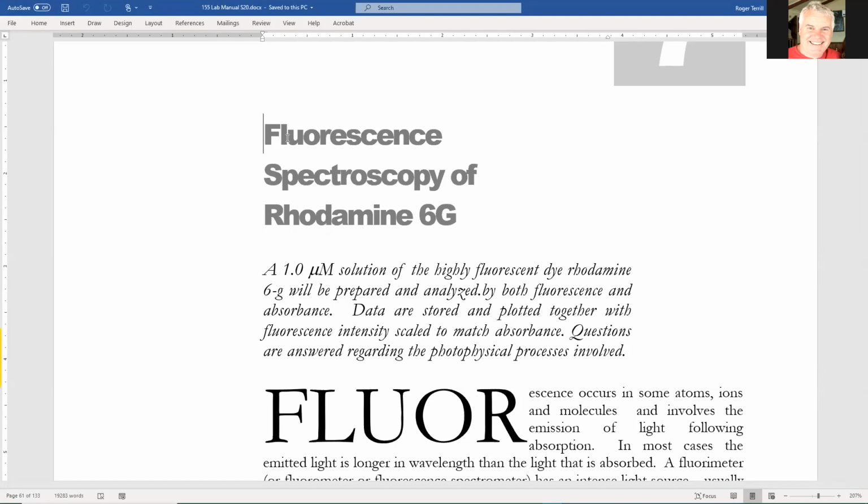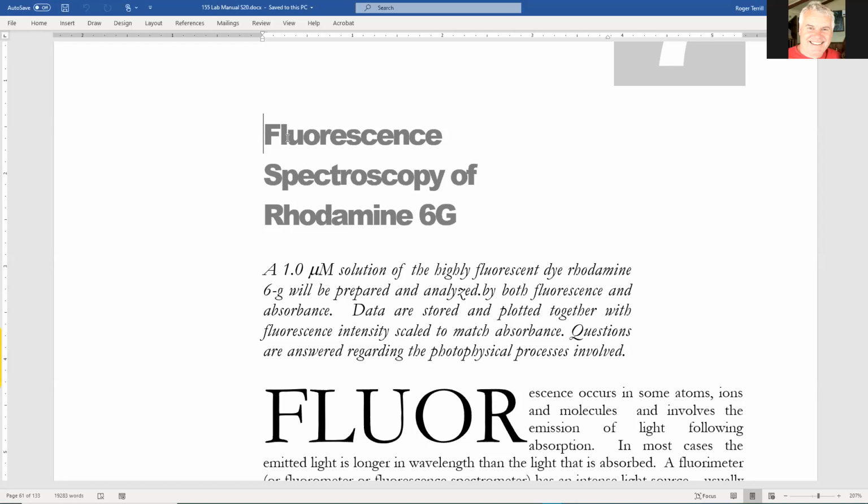Today we're going to talk about fluorescence, and I'll give you the data to do a simple lab. We're going to look at the fluorescence of a fluorescent dye called rhodamine 6G.